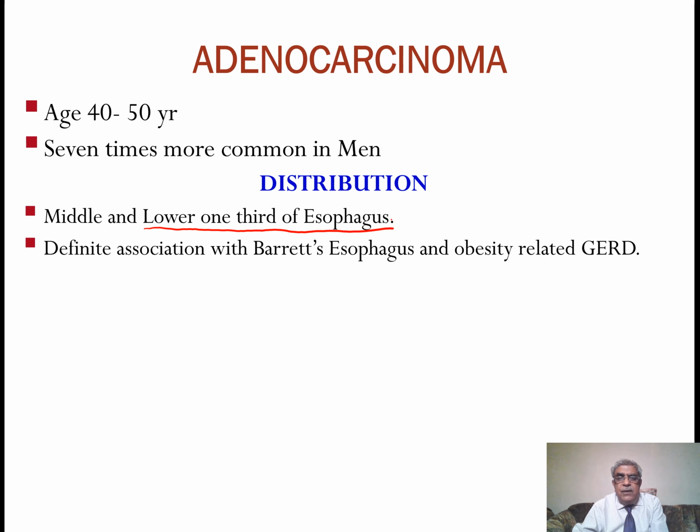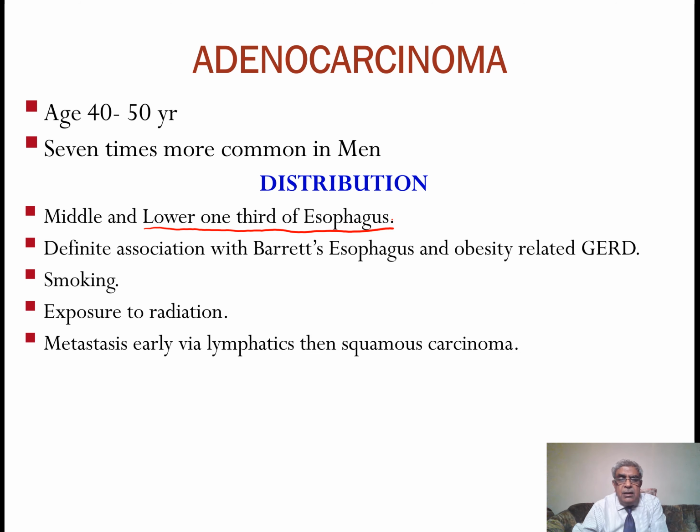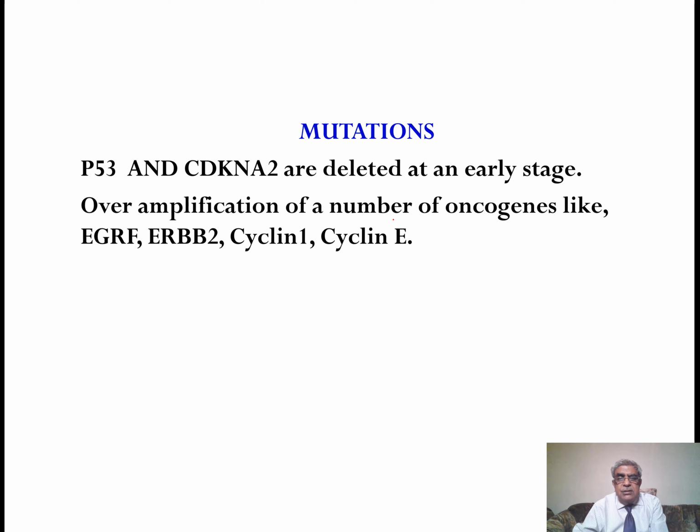There is a definite association with Barrett's esophagus and obesity, which is related to GERD, that is gastroesophageal reflux disease, smoking, an important cause, exposure to radiation, metastasis early via lymphatics, then squamous cell carcinoma, decreased intake of fresh fruits and vegetables. Mutations are very important. P53 and CDKN2A are deleted at an early stage.